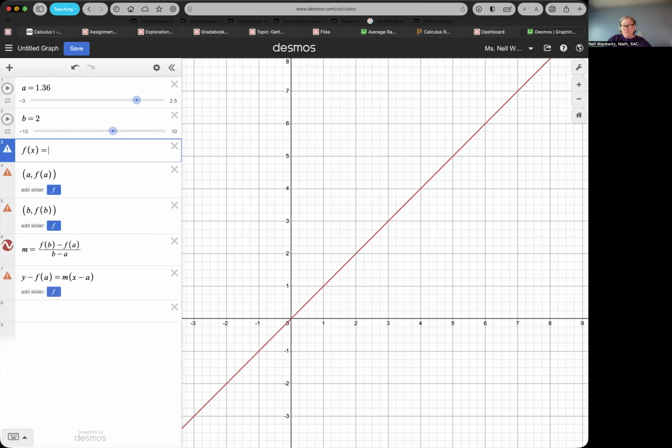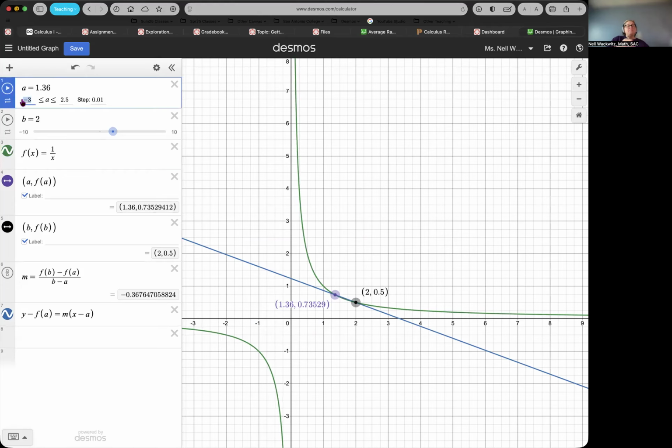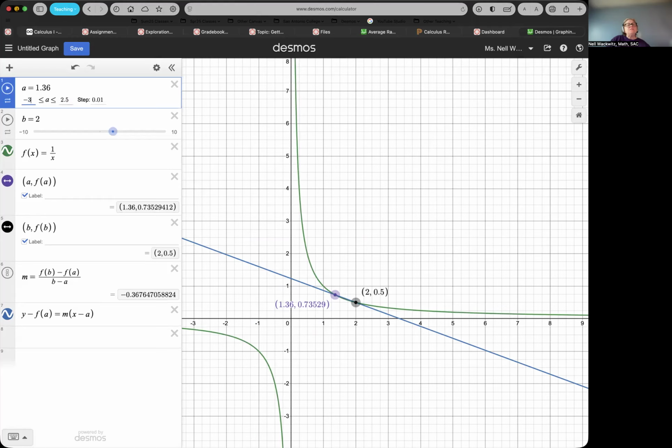So what if we have a rational function? Let's see. Since this function is not defined when x is 0, and when x is not 0, we've got two separate parts. So I want to set this so that both points, A and B, are on the same section of the rational function. So let's call this 1.4. There we go.